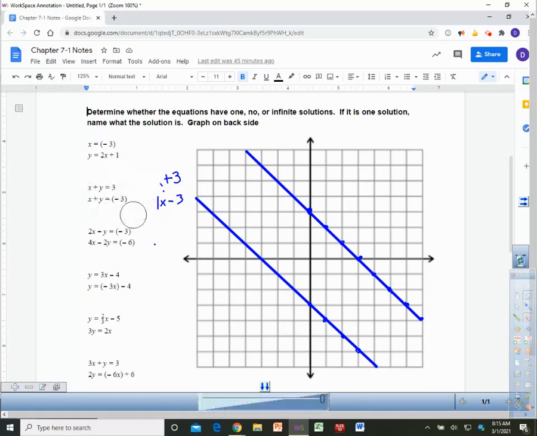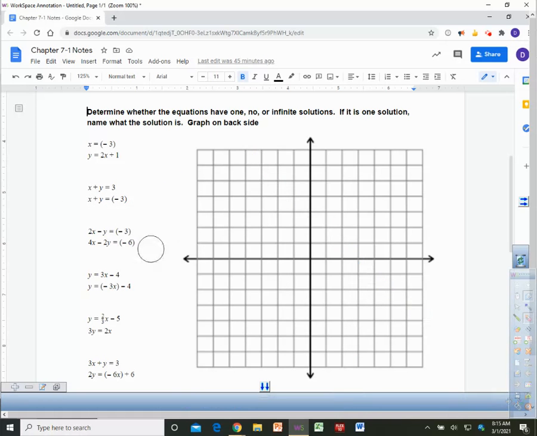Okay, so now for number 3. First thing I do, I got to get x on the right side. So how do I move a 2x to the other side? Minus, so then we have negative y equals negative 2x minus 3.